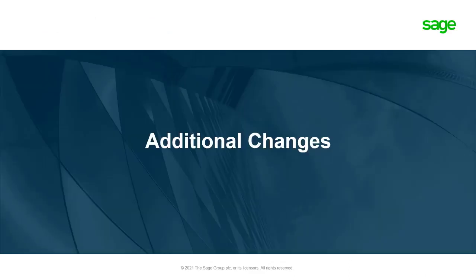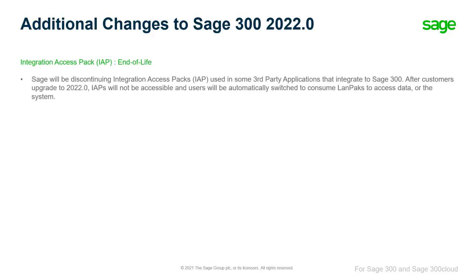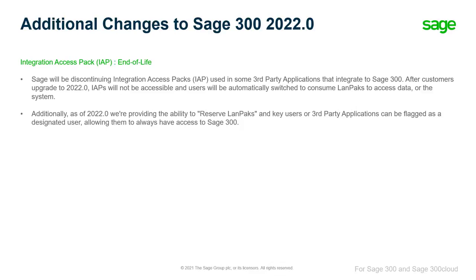Finally, let's review some additional information about Sage 300 2022.0. Sage will be discontinuing Integration Access Packs, IAP, used in some third-party applications that integrate to Sage 300. After customers upgrade to 2022.0, IAPs will not be accessible, and users will be automatically switched to consume LAN packs to access data or the system. Additionally, as of 2022.0, we're providing the ability to reserve LAN packs, and key users or third-party applications can be flagged as a designated user, allowing them to always have access to Sage 300.